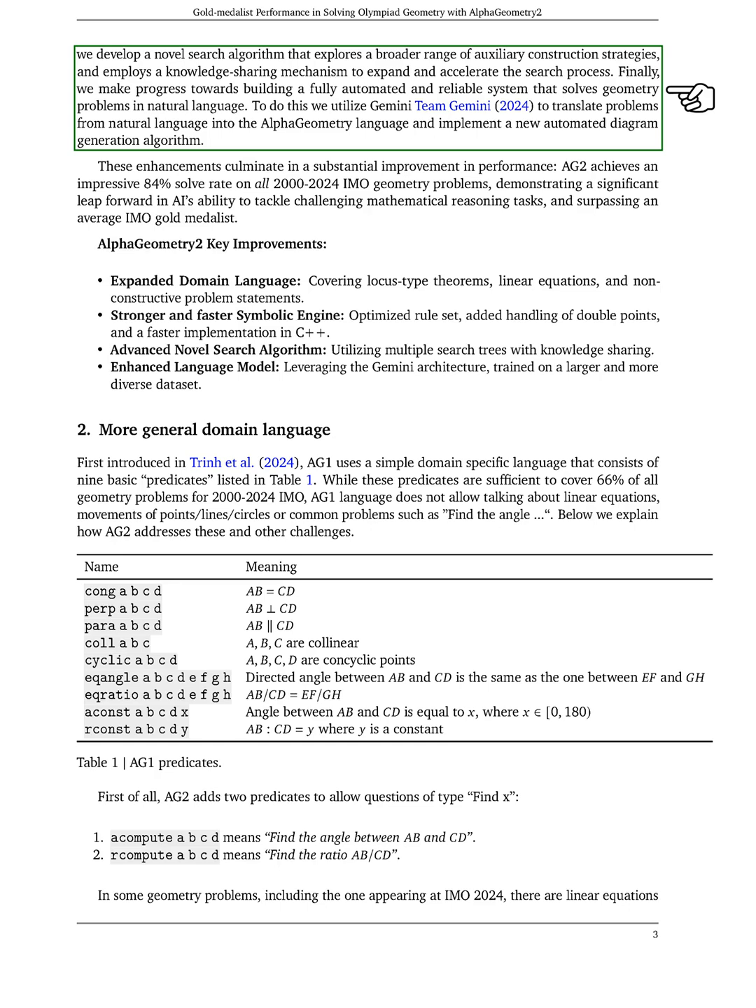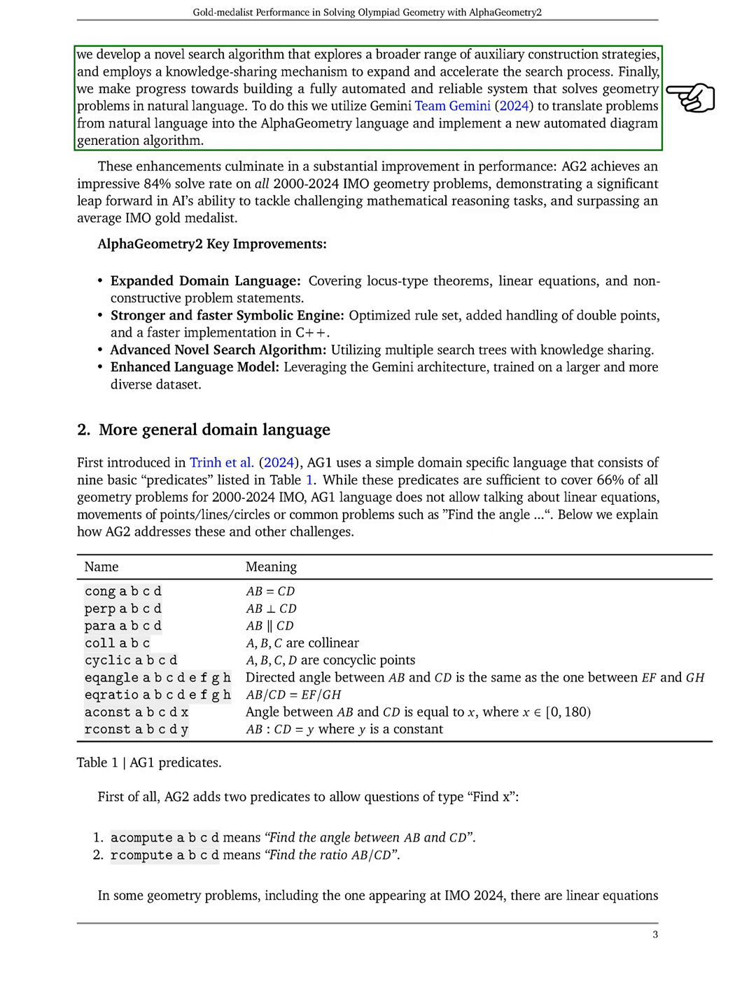To enhance performance further, we develop a new search algorithm that explores a wider range of auxiliary construction strategies and incorporates a knowledge-sharing mechanism to speed up the search process. Our goal is to create a fully automated and reliable system capable of solving geometry problems in natural language.